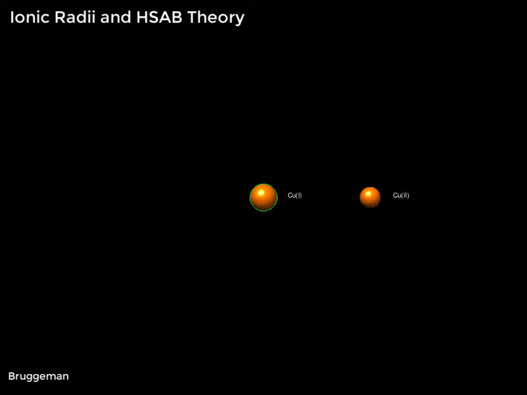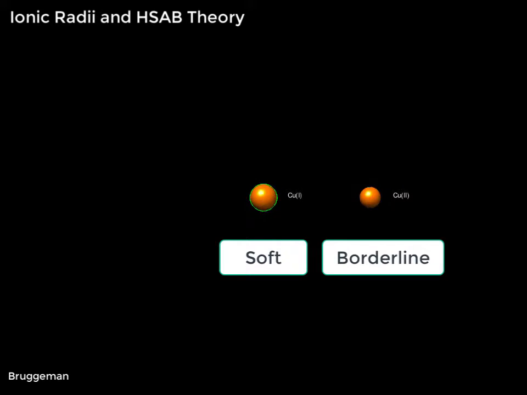The ionic size of each copper ion is compared here side by side. Copper-1 has a larger ionic radius than copper-2. According to the hard-soft acid-base theory, the radius and charge affects the softness of a metal such that copper-1, with its larger ionic radius, is a soft acid, and copper-2, which has a smaller ionic radius, is defined as borderline.